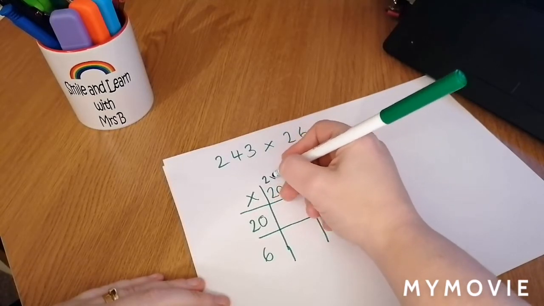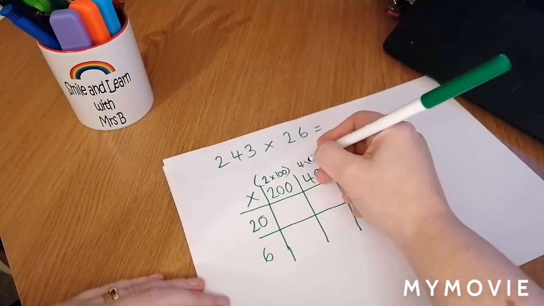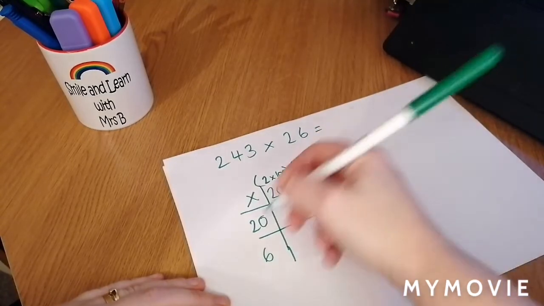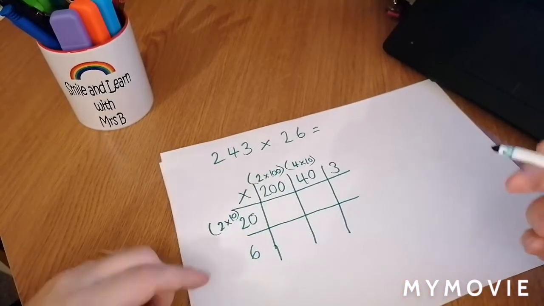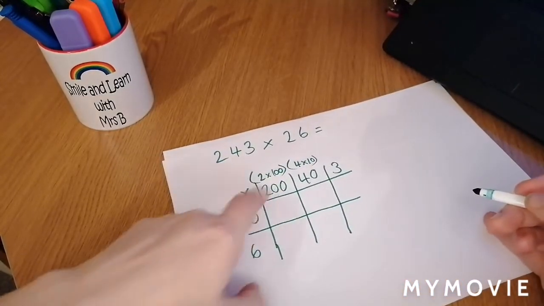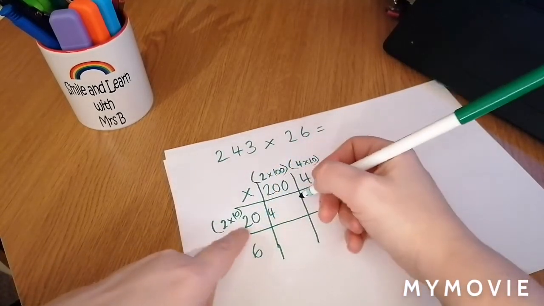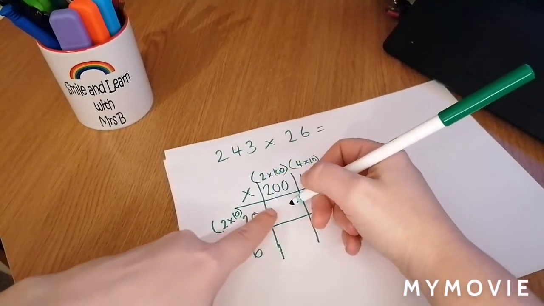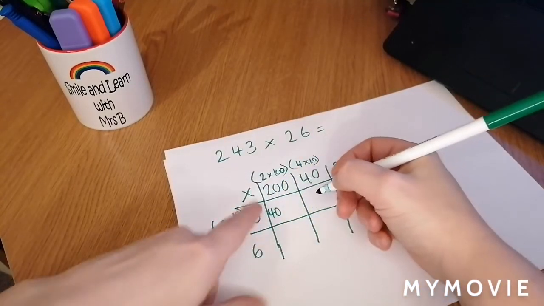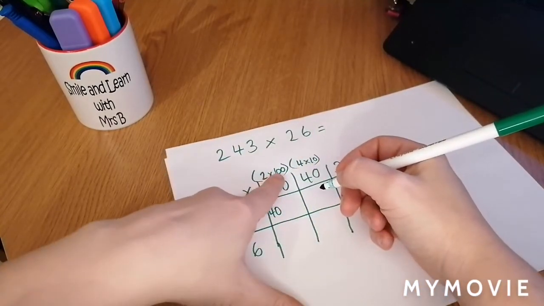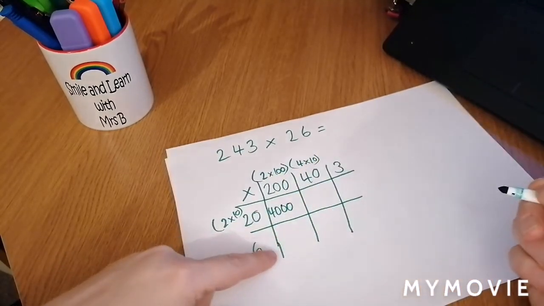200 is 2 times 100. 40 is 4 times 10, and 20 is 2 times 10, just to give us that understanding. We're going to look at 20 times 200, so we know that 2 times 2 is 4. We know that 20 is 10 times bigger, so 20 times 2 is 40. We know that 200 is 100 times bigger, so that becomes 4000.